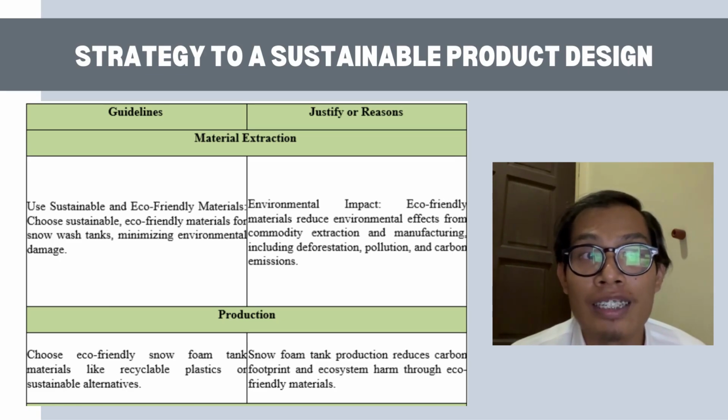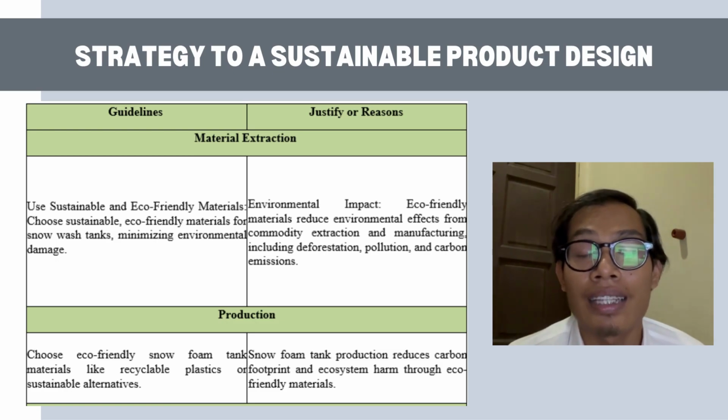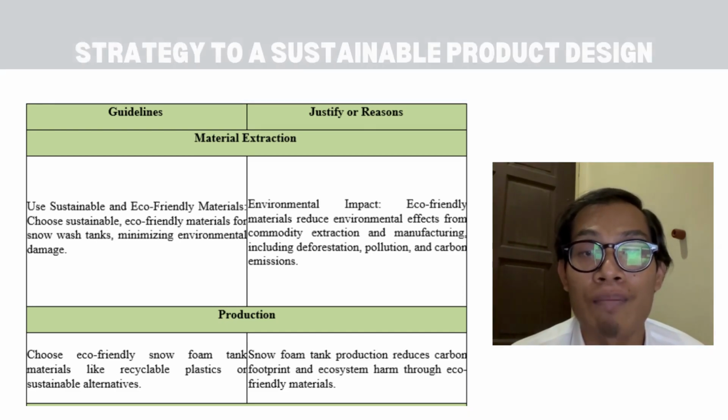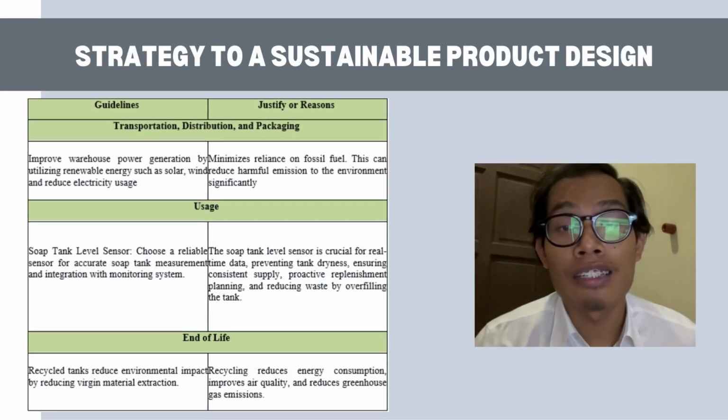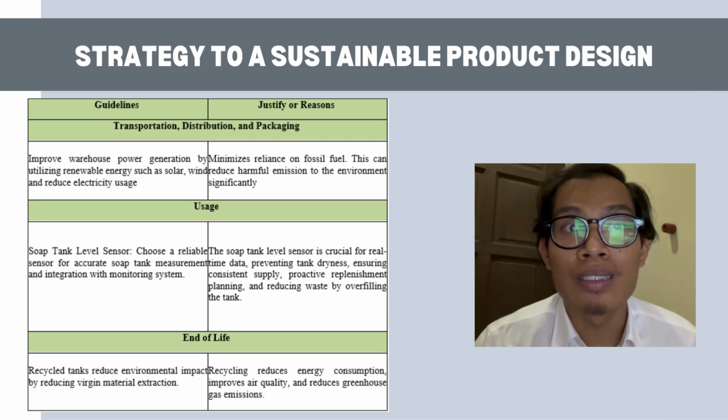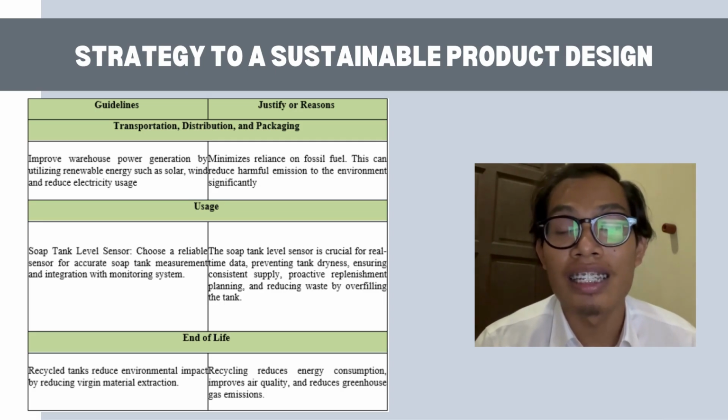Second, production. Choose eco-friendly snow foam tank materials like recyclable plastic or sustainable alternatives. Reason, snow foam tank production reduces carbon footprint and ecosystem harm through the eco-friendly material. Third, transportation. Improve warehouse power generator by utilizing renewable energy such as solar, wind, and reduce electricity usage. Reason, this can reduce harmful emission to the environment significantly.